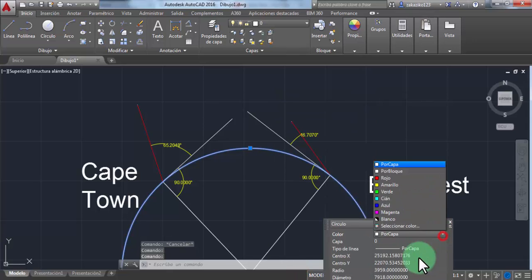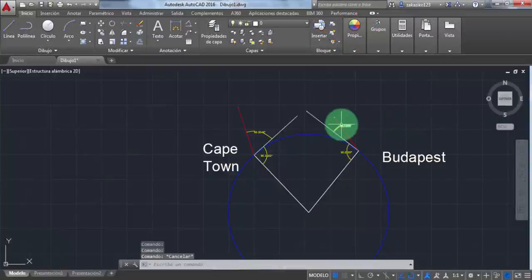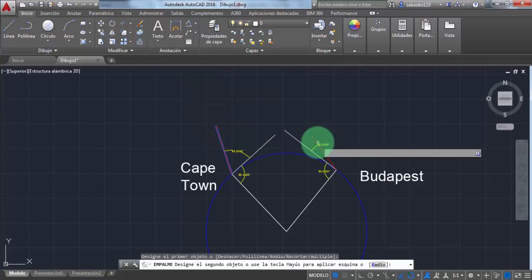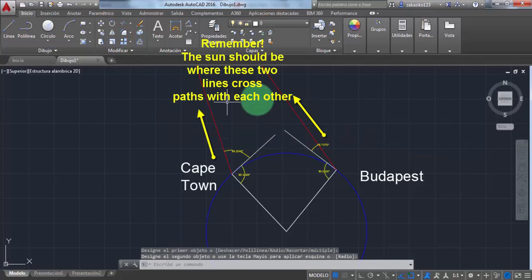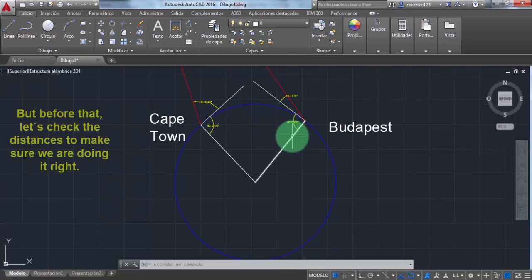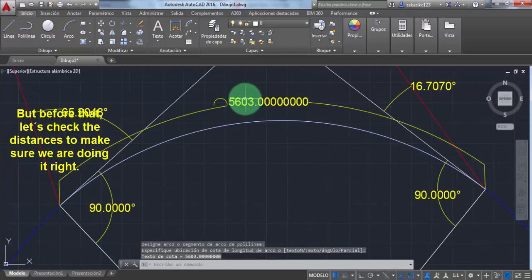Take a look at this image. Now let's use AutoCAD to measure the distance. If you think that if we open these angles a little bit more, we will get to 93 million miles, then you are wrong. And I am about to prove that to you. But before that, let's check the distances to make sure we are doing it right.